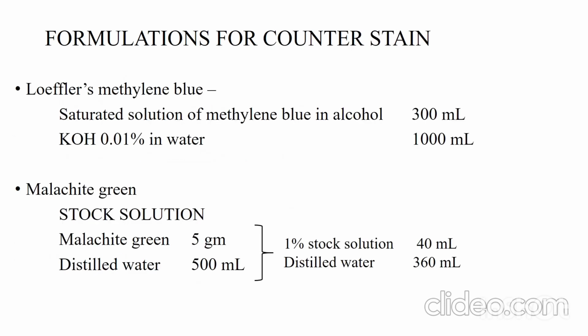Industrial methylated spirit can replace our 95% ethanol. The acid alcohol decolorizer combination is also given here. This is used for differentiating Mycobacterium tuberculosis from other Mycobacterium species. Here the counter staining formulation is also given, Loeffler's methylene blue and malachite green.